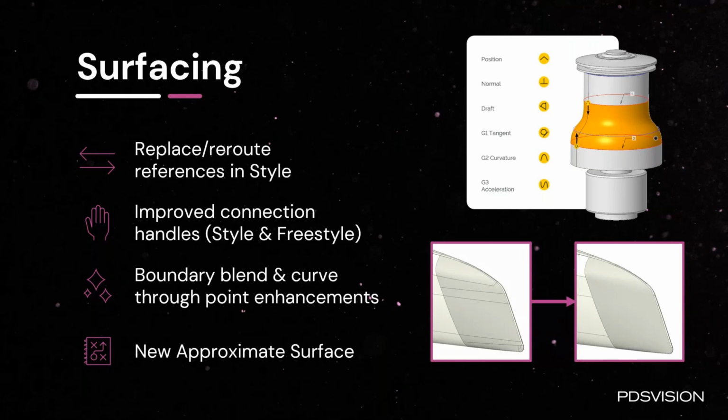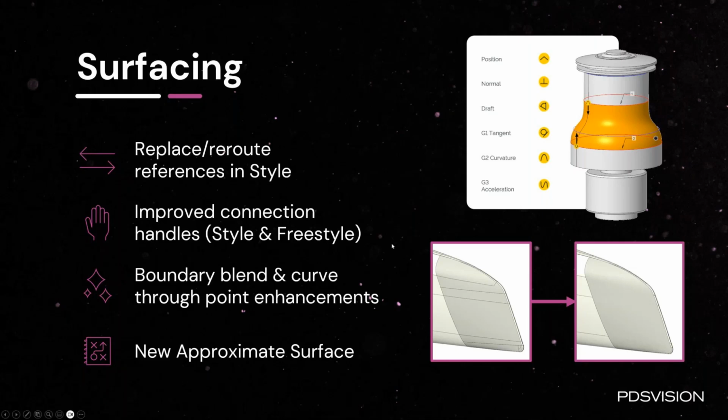A brand new feature for Creo 12 is the approximate surface feature. This lets you replace a complex or messy group of surface patches with a single clean surface patch. This is helpful for cleaning up imported geometry, or if you're trying to resolve an issue where you're trying to offset a surface and it won't offset.